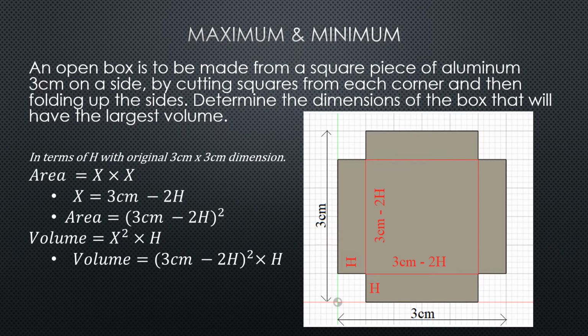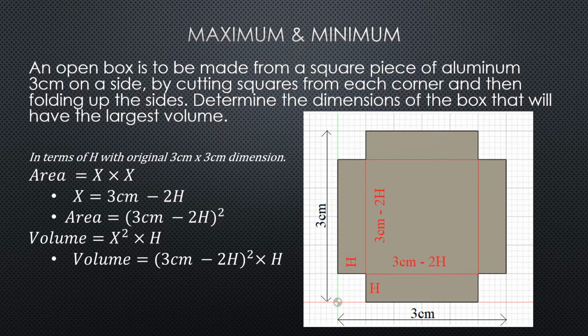So now can we get the x's in terms of h using our original dimensions? We know that the area is x times x, or x squared. If we solve for x, we know that the total distance was 3 centimeters. So if we cut out the height on each corner, you can see that we end up with 2 h's. So whatever our x is going to be, it's going to be 3 centimeters minus 2h.